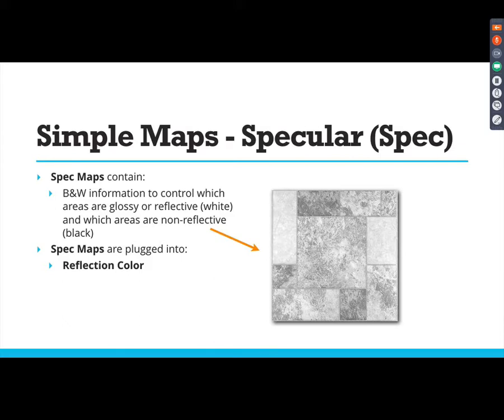Don't get me wrong when I say black and white map. It doesn't have to be black or white. It can be gray. You have transitions between really glossy, really hard, smooth surfaces to areas that are rougher. Does that make sense? Any questions about that?